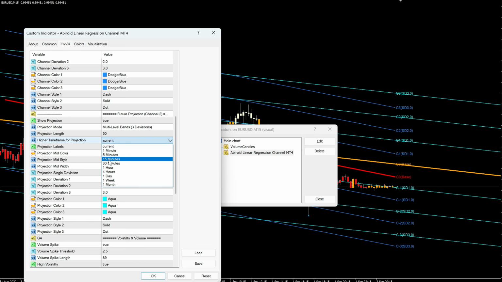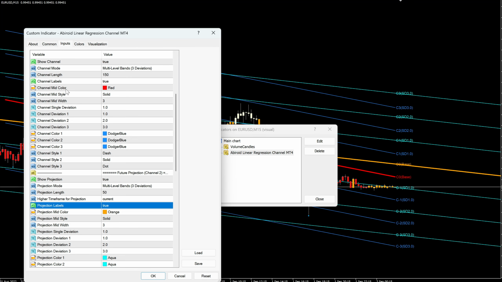And if you are on M15 and from this drop down you select M5 or 1 minute, in that case it will just use your current by default, because right here you need higher time frames. Just be careful of that. And projection labels, whether you want to see these labels or not, you can set that to true or false. Same way you can set the channel labels on or off. So these labels are just important to figure out, like this is C1 and the next one C2, C3.